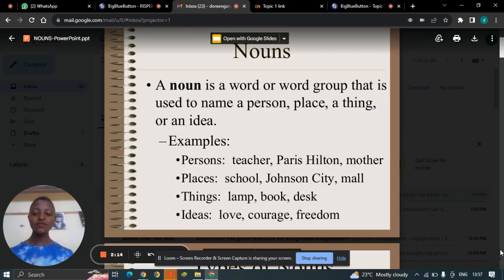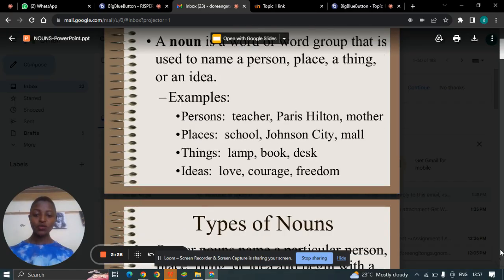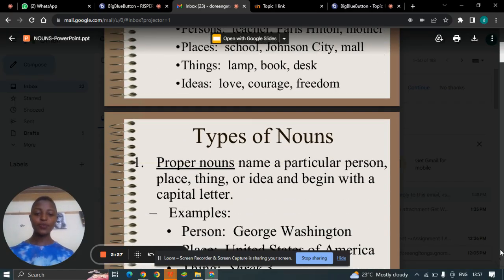Then ideas: these are things that we cannot perceive by our senses. For example, love, courage, wisdom, freedom, etc. So we have types of nouns.